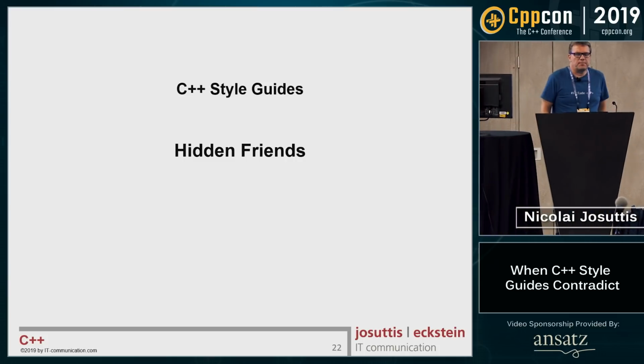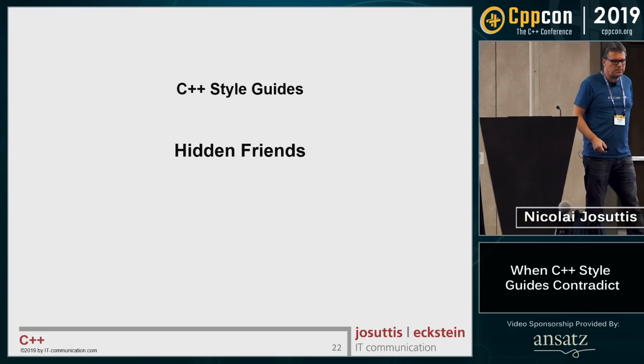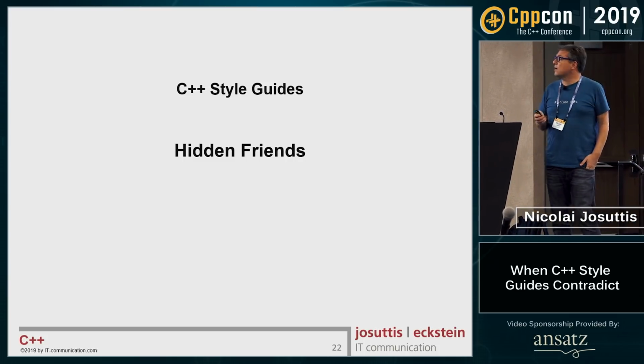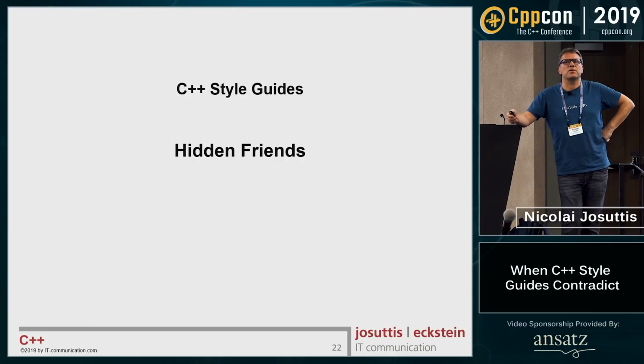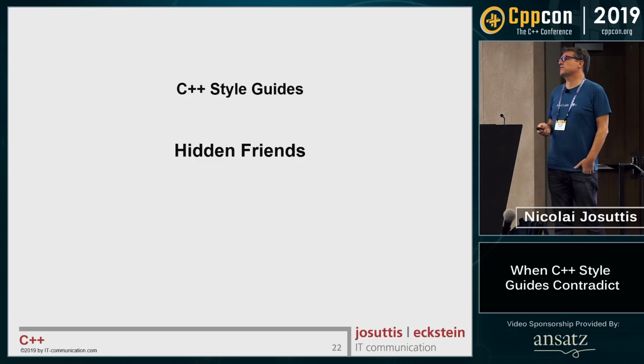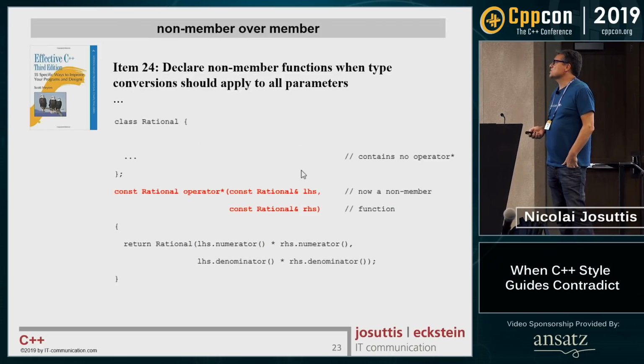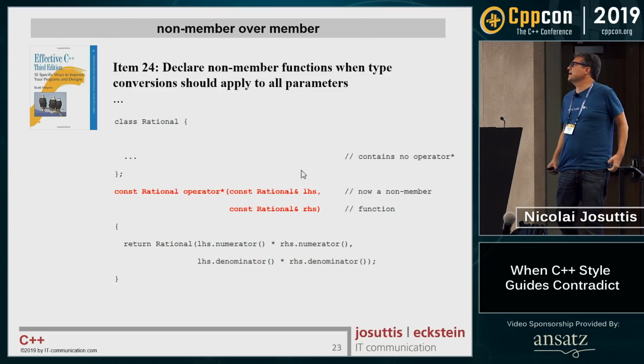Okay, next example, hidden friends. So this should be easier, because hidden friends, or the topic behind hidden friends, is something we all learn sooner or later if we had a good C++ introduction. So you can read it as item 24 in Scott Meyers' book.